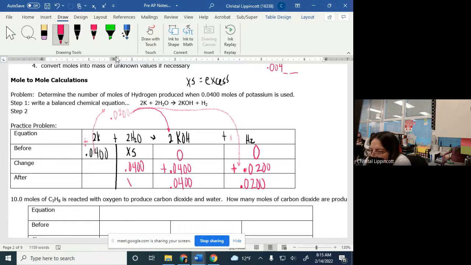0.0400. We're still going to have an excess amount. We don't know how much it is, but we're going to have that much left over. Here, we're going to use up all of this, and we're not going to have anything left over. Okay, see how those tables work? I do. All right, let's try another one.